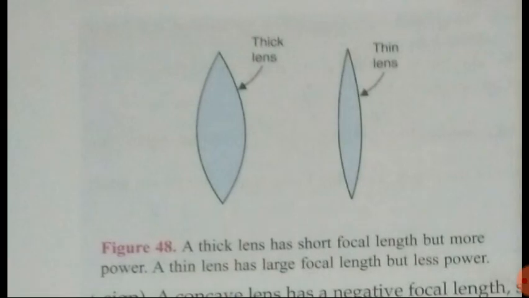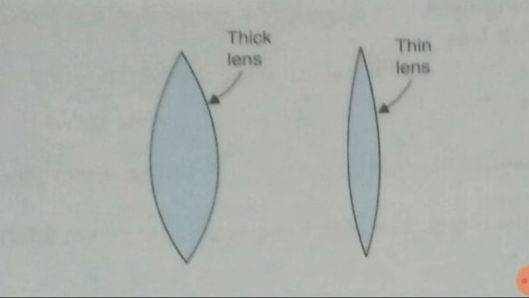Here you can see we have two lenses, one is a thick lens, one is a thin lens. In which case will we have more power, can you tell? The answer is, in the case of the thin lens we will have more power. Because in the case of the thick lens the focal length is more, and because the focal length is more, obviously the power will be less. And in the case of the thin lens the focal length will be less, and that's why the power will be more. Remember this point, keep it in your mind that a thin lens has less focal length and that's why more power.